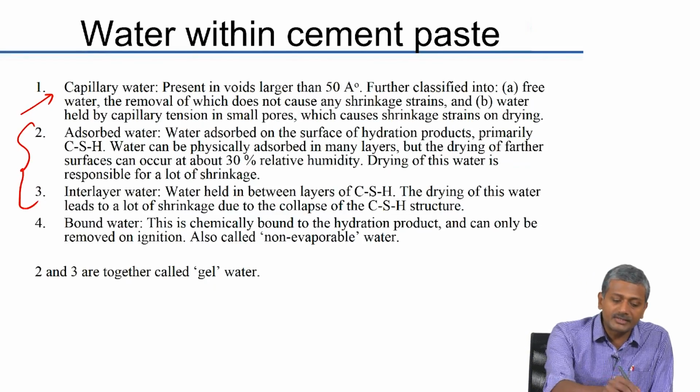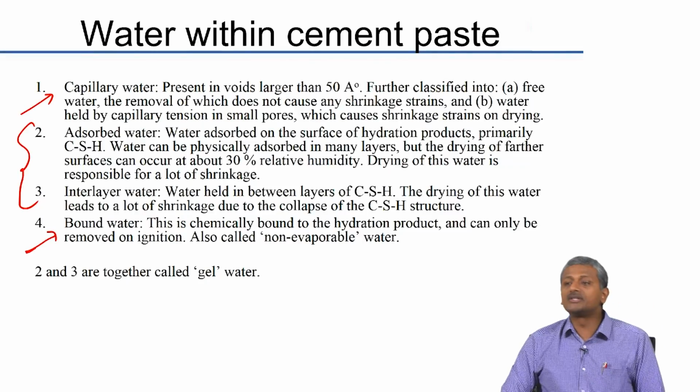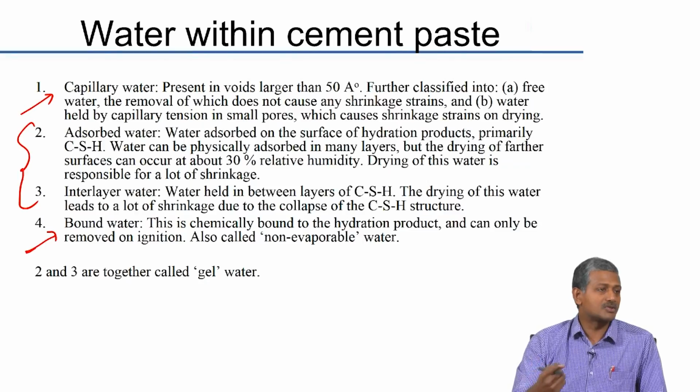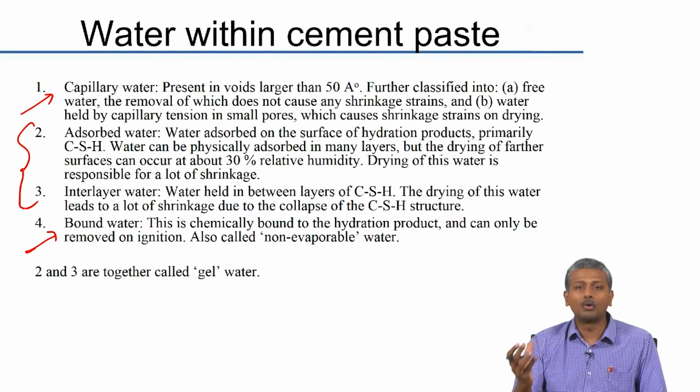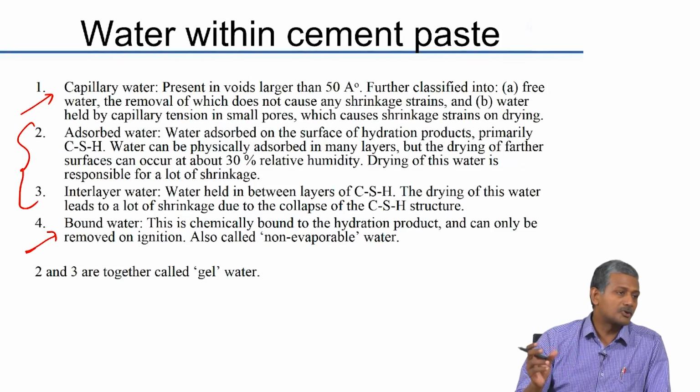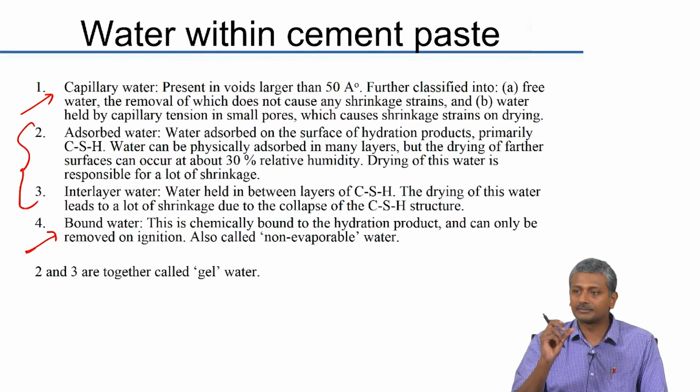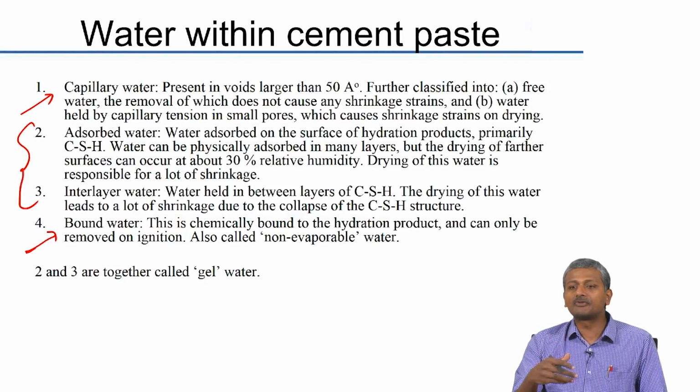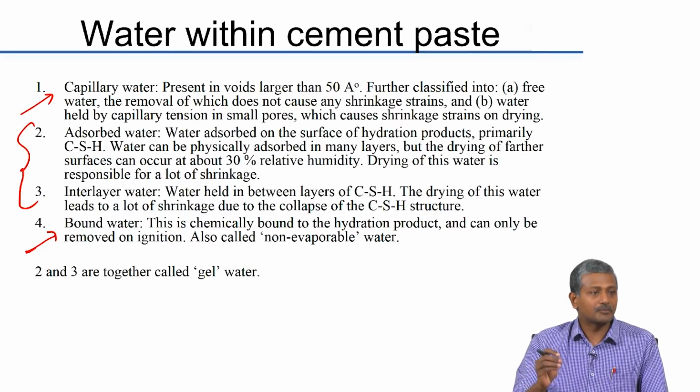And finally, of course, there's water which is within the structure of the CSH or within the structure of calcium hydroxide or within the structure of ettringite or monosulphate. That's the bound water. Remember, we write CSH as calcium silicate hydrate. That bound water corresponds to the hydrate portion of the CSH. But apart from this, there's free water available in the system, and that free water, depending on the size of the porosity, will be called gel water or capillary water.